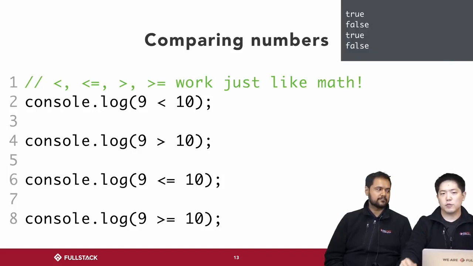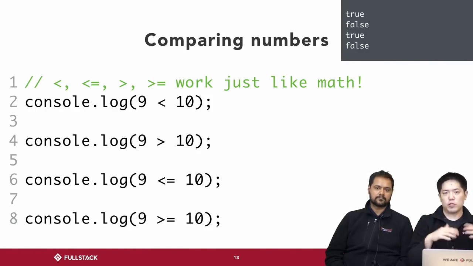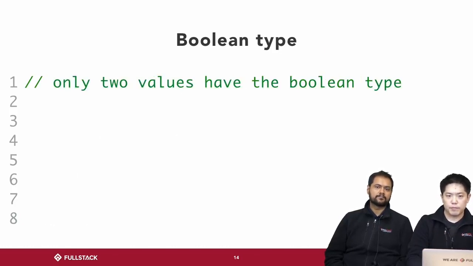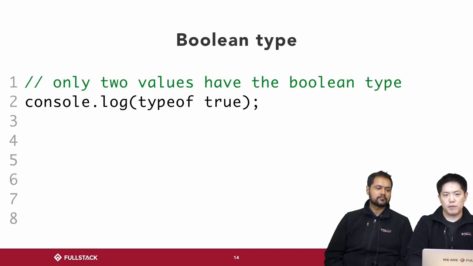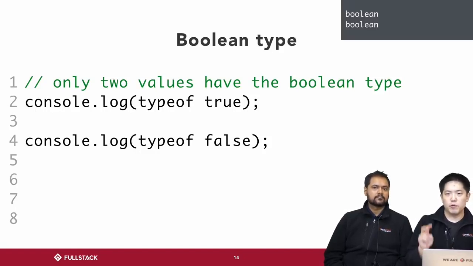Exactly. So again, the key thing to pay attention to is that these operators take in 2 numbers, one on each side. Both of these are numbers, but what it returns is a different type. It returns a Boolean type instead of a number type. For the Boolean type, only 2 values have the Boolean type, the value true and the value false. So if we do a typeof on this, we get Boolean and Boolean.